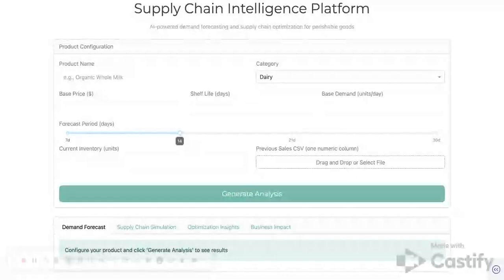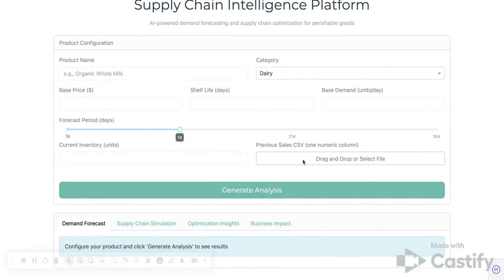Hello, welcome to Supply Chain Intelligence Platform, an AI-powered demand forecasting and supply chain optimization for perishable goods. So here we have our dashboard.